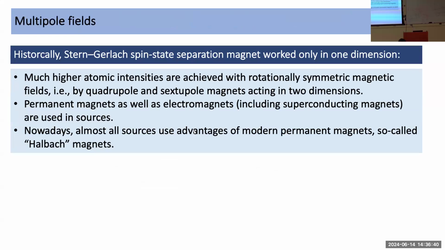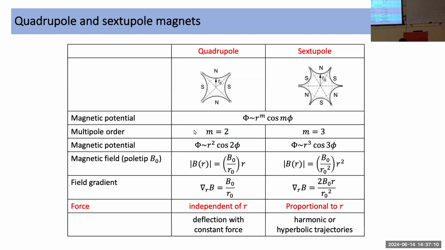Okay, so historically, as I mentioned, these spin state separations were one-dimensional. Of course, you can do this much better with the rotational symmetry. Actually, modern sources not only use permanent magnets, but they also use electromagnets or superconducting magnets. And today, most of all these modern permanent magnets are so-called Halbach magnets, Halbach magnet arrays. So I'll show in a moment what this is.